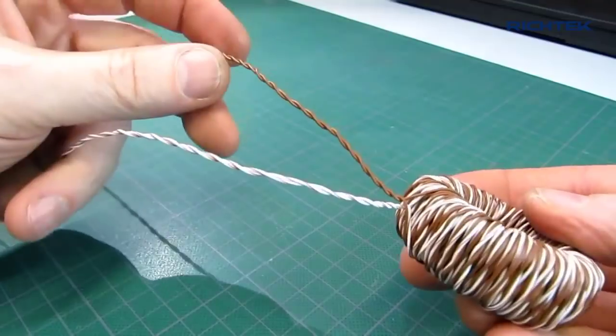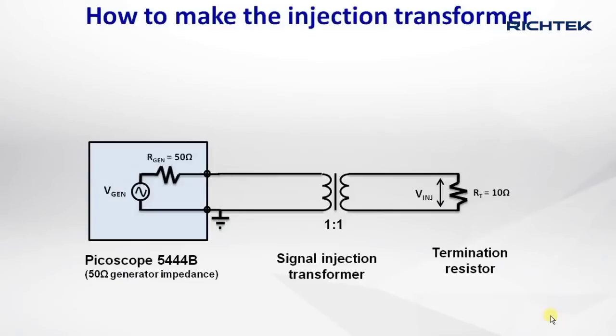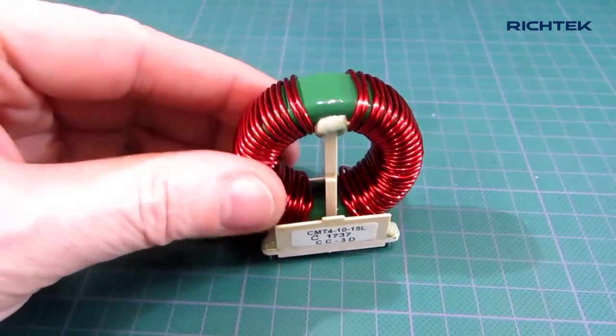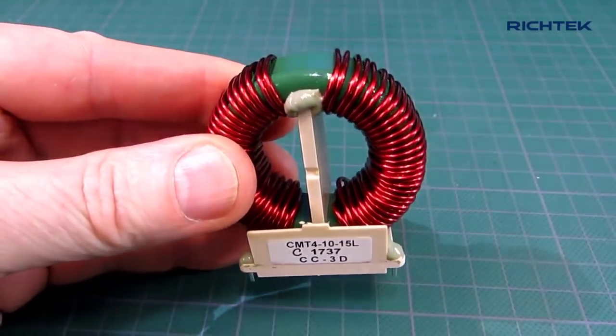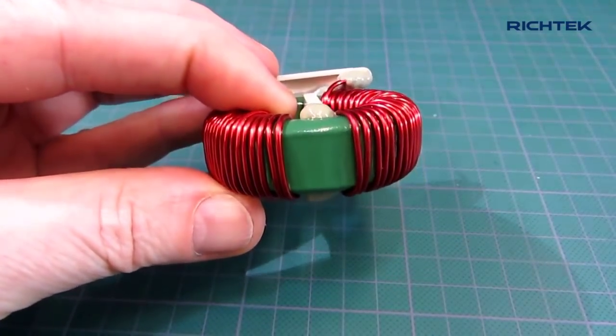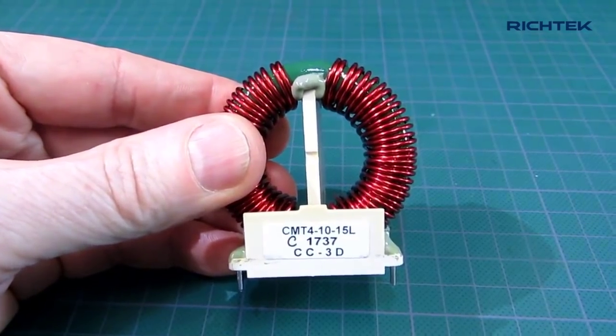Let me first show you how to make the signal injection transformer. To make a transformer that can achieve a flat response over a wide frequency range, you need to have a high primary inductance and very good winding coupling to minimize the leakage inductance. You can use the core of a high current common mode choke. In this case, I used the core of a Coilcraft CMT4 10 mH toroid common mode choke.